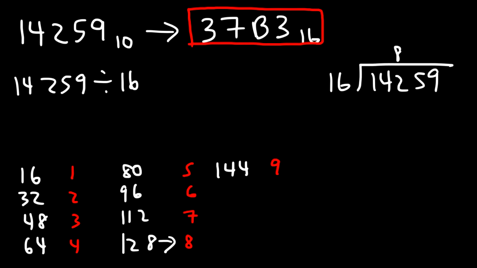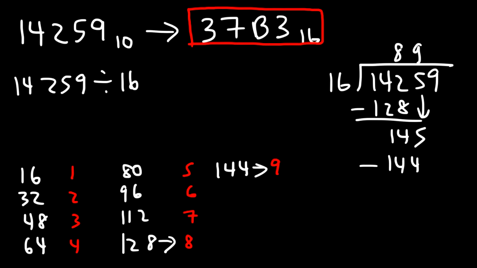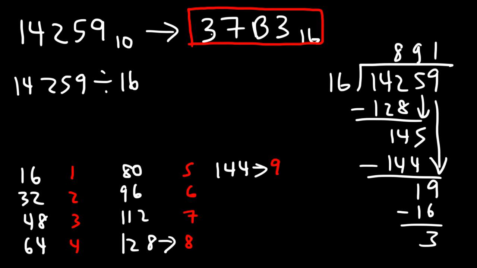128 is the highest number just under 142. So 16 times 8 is 128. And 142 minus 128, that's 14. Now, 16 goes into 145 9 times. 16 times 9 is 144. And so we have a difference of 1. 16 goes into 19 one time, and so we get a remainder of 3. So this becomes 891, remainder 3.